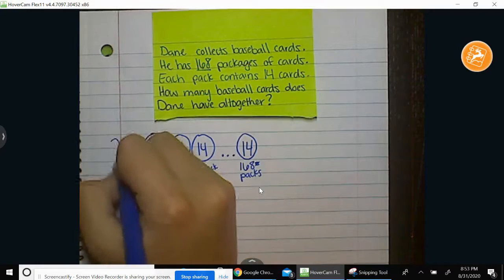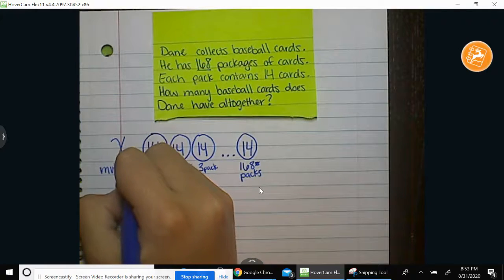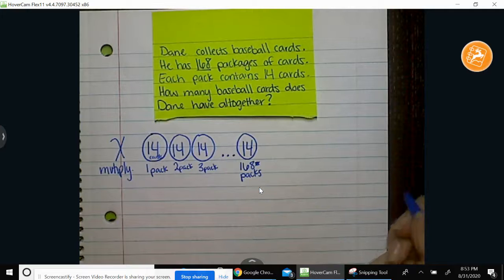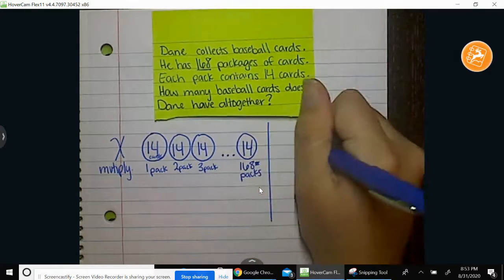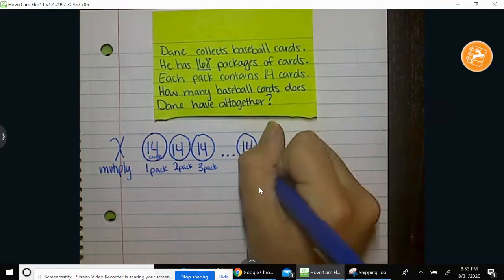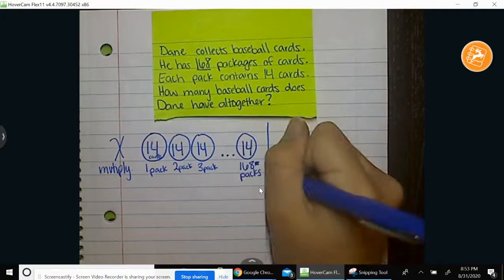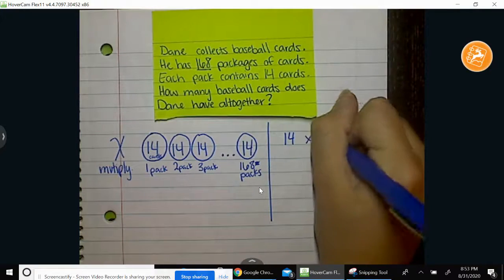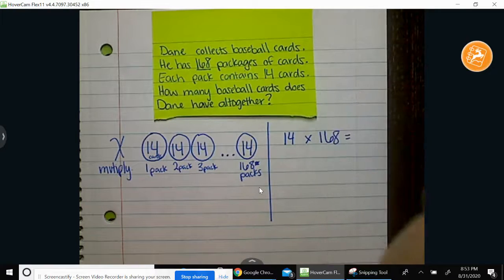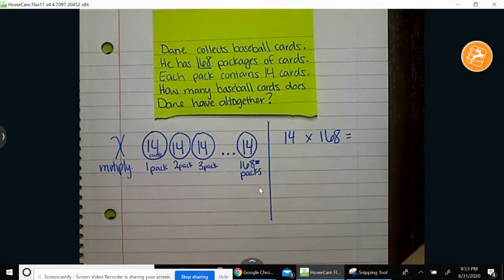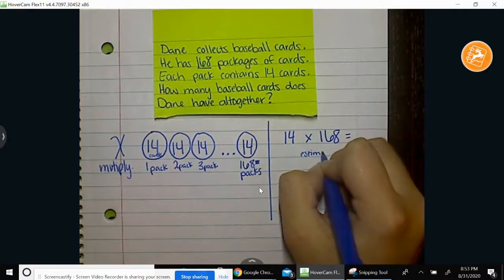Now that I know that my operation is multiplying or multiplication, I can write my number sentence. I'm seeing that I'm going to multiply 14 times 168. And I don't know what that is off the top of my head, but what I can do is estimate.